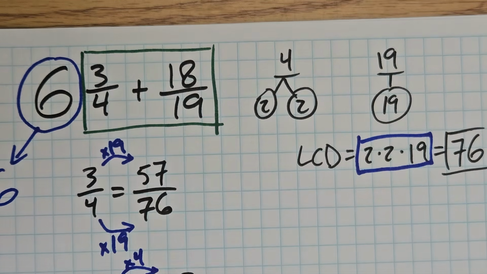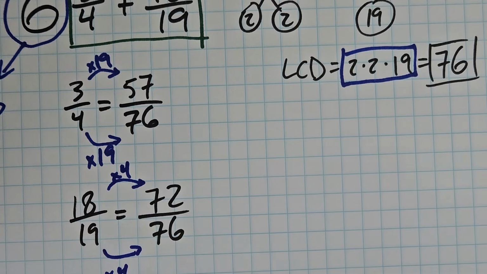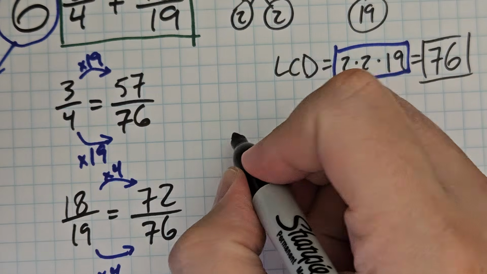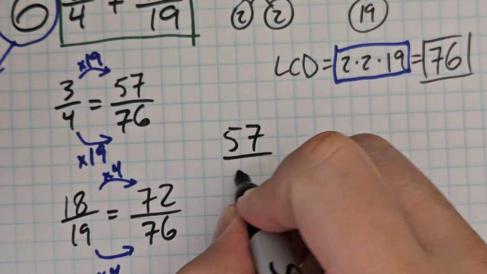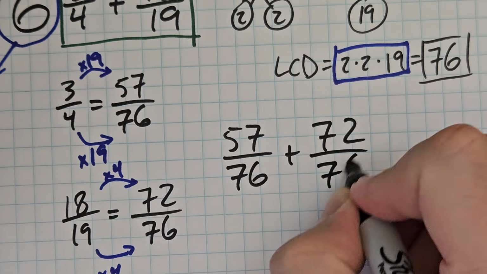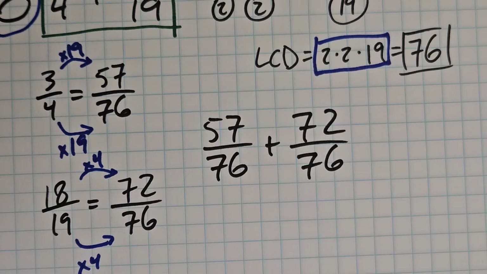So now I need to rewrite my fraction addition problem. I'm still just paying attention to the fractions. I'm going to rewrite my fraction addition problem with my two new LCD fractions. So I have 57 over 76 plus 72 over 76. There are a lot of steps to this, so hang in there.